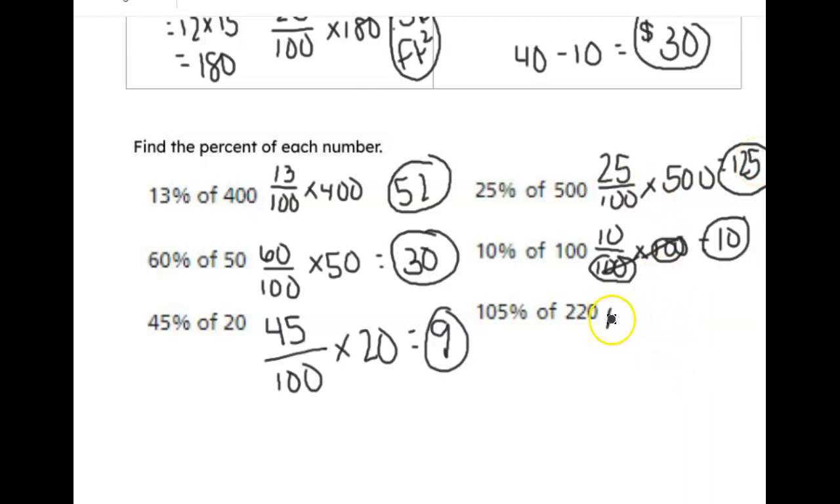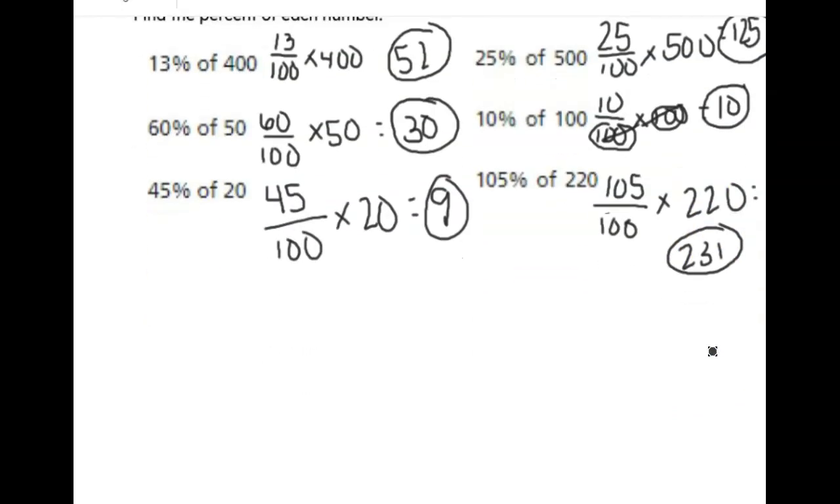And our last one, 105% of 220. I just totally messed that up. Don't mind me as I'm erasing. 105%. To change it into a fraction, we're going to write it as 105 over 100. Now, I know that looks weird, but let's just say that you got bonus points on this one. Of means multiplication, and we're going to multiply it by 220. So 105 over 100 times 220 equals 231. And that's all there is from lesson 2.